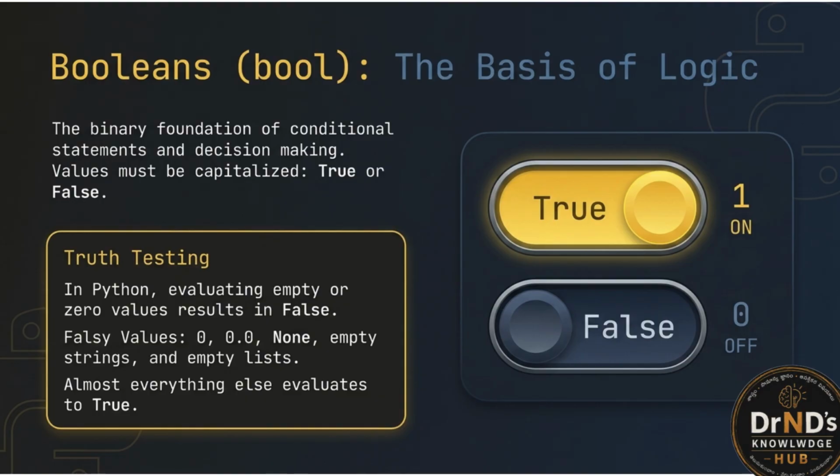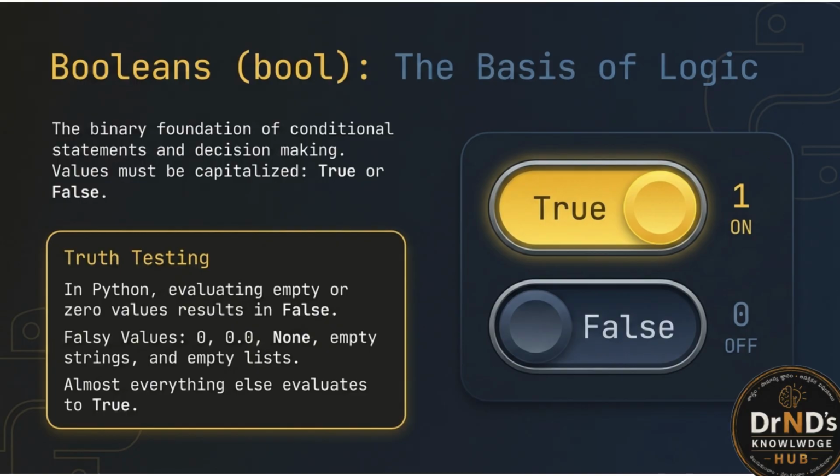Think about everyday situations. A student either passes or fails an examination. A medicine is either available or unavailable. A patient is either eligible or not eligible for a treatment. Many real world decisions can be represented using only two possible outcomes. This is exactly where Boolean values become useful.